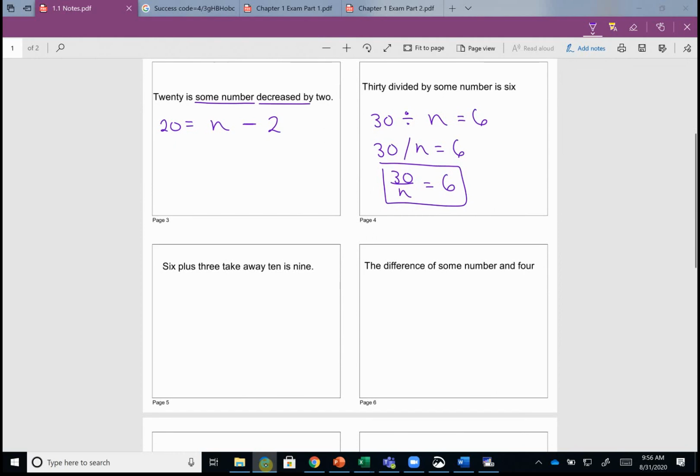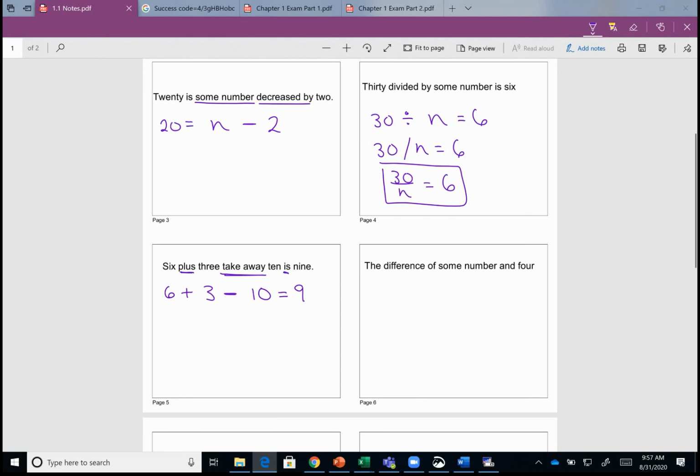So we go to our 5th example. We have 6 plus means we add 3. Take away means we subtract 10. Is means equals, and we have our 9.